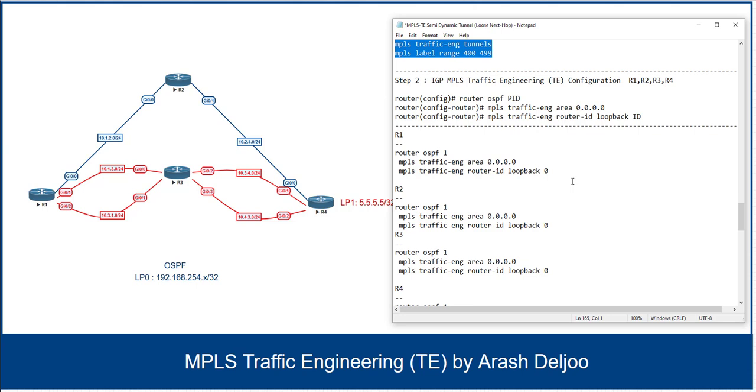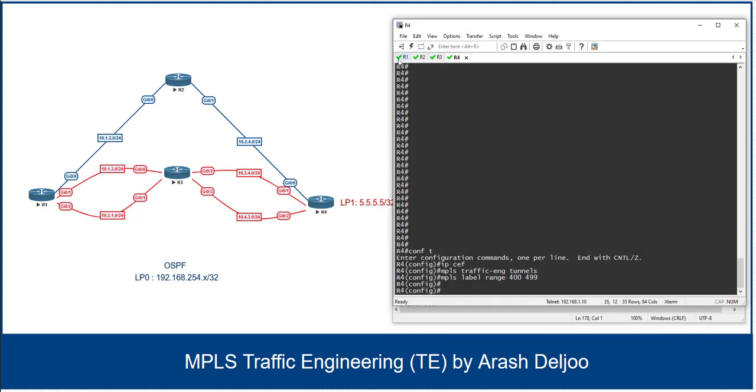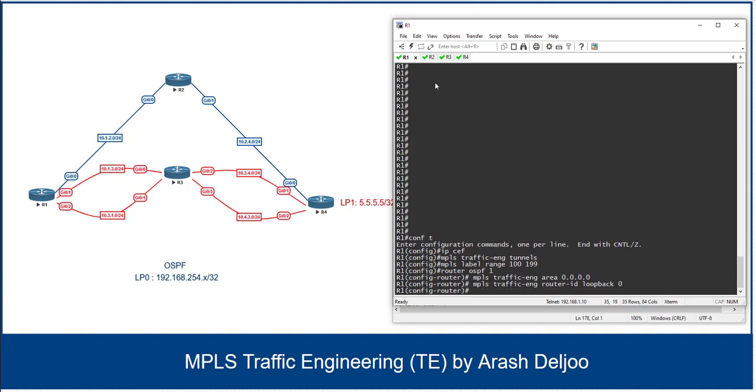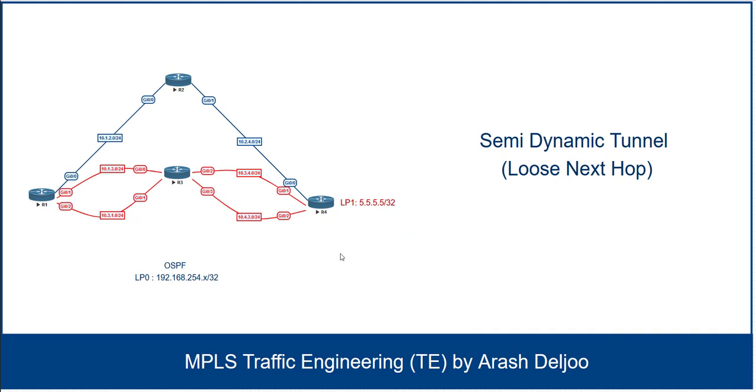You learned about them previously. Router OSPF 1, MPLS traffic engineering area 0, and MPLS traffic engineering router ID loopback 0. Let me copy this part of the configuration and paste it on router 1, and then router 2, and then router 3, and finally router 4. Okay, until now we completed step 2.